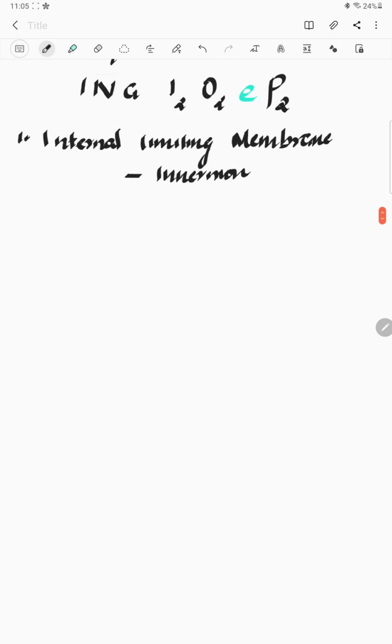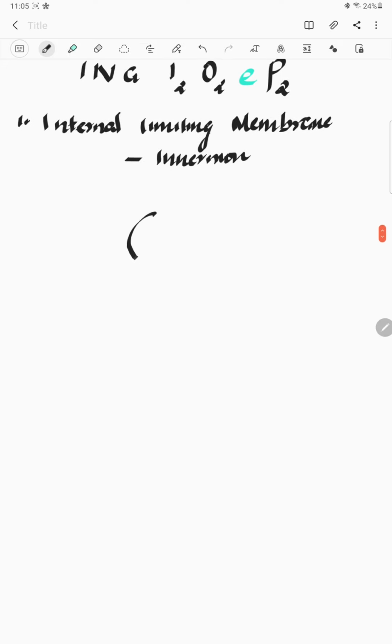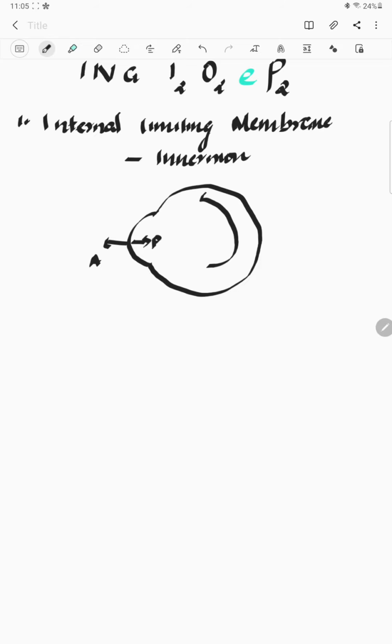This internal limiting membrane is the innermost layer of retina. That means when you consider the cross section of an eyeball, in the case of cornea, this is anterior layer of cornea and this is the posterior layer of cornea. When you consider retina, if this is retina, this is anterior and this is posterior. So internal limiting membrane is the innermost or the anterior layer of retina.